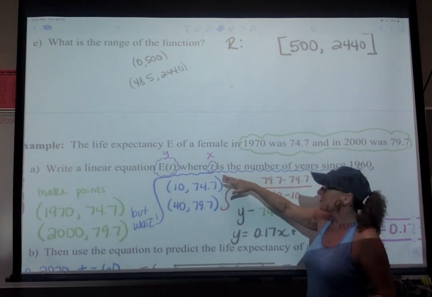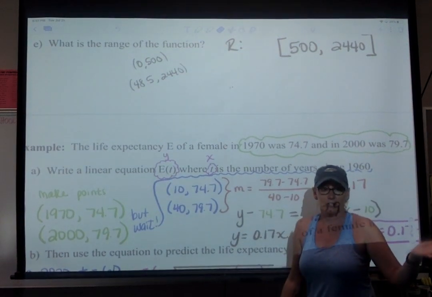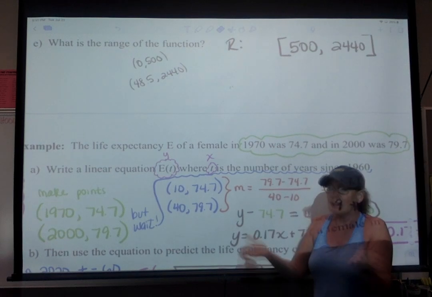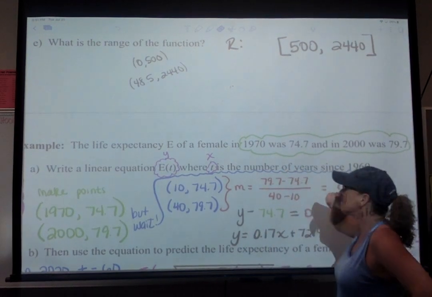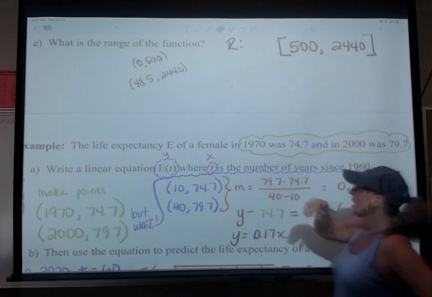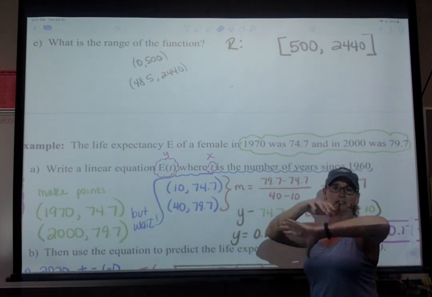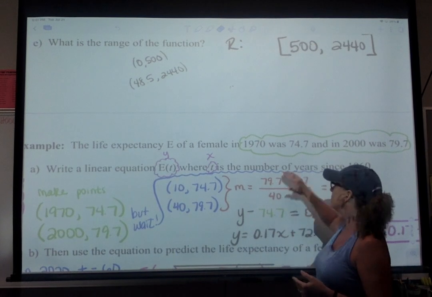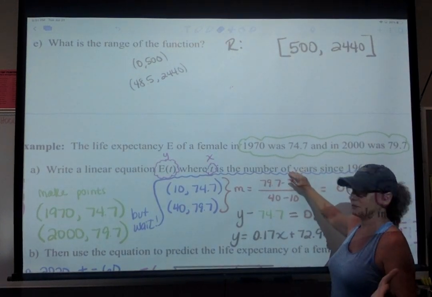So if it just says use the years for time, then use the years for time and you're going to have big numbers. If you do it on your own and you're like, I don't want to use big numbers, I'm going to make my years since 1950 or whatever, no, you're going to get it wrong. Only do this if it tells you to do this.